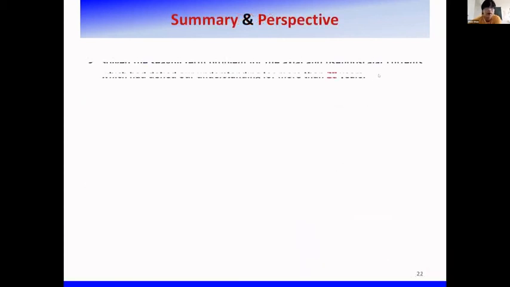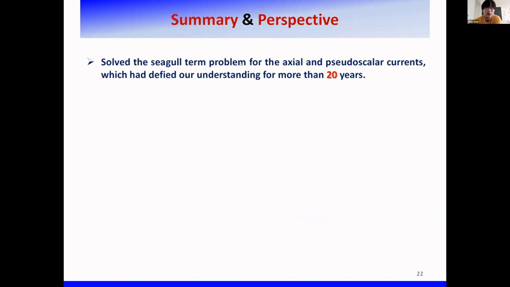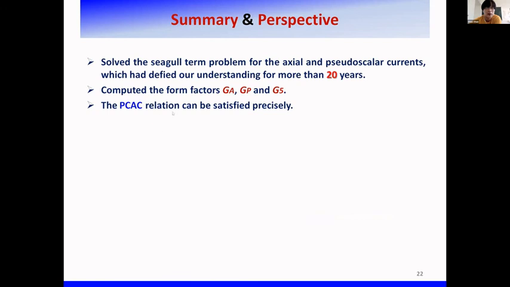Summary. We solved the singlet problems for the axial and the pseudoscalar currents, which has puzzled our understanding for more than 20 years. Then we computed the form factors G_A, G_P, and G_5 successfully. The PCAC relation can be satisfied precisely.